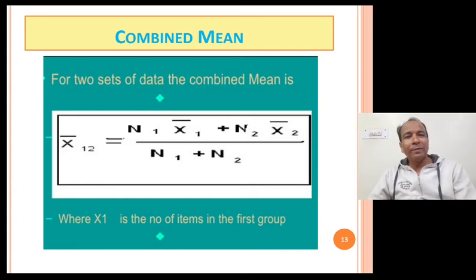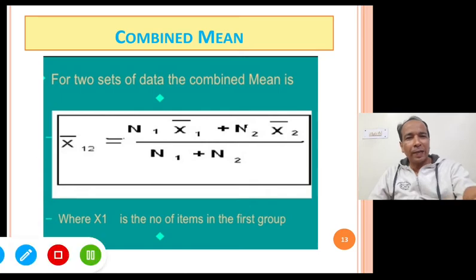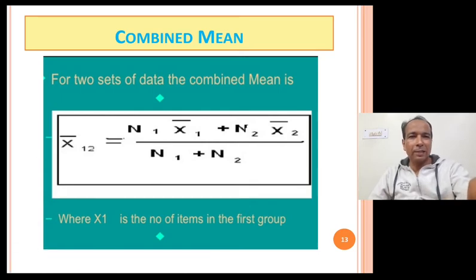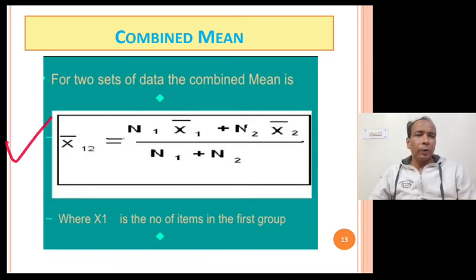So what will you do? Now you can apply this formula. This is the formula for calculating combined mean. X12 bar means the combined arithmetic mean for sample 1 and 2. If sample 1 has n1 students or persons and the mean value is x1 bar, and sample 2 has n2 observations and the mean value is x2 bar, then the formula will be like this.